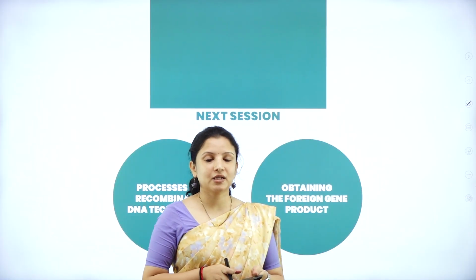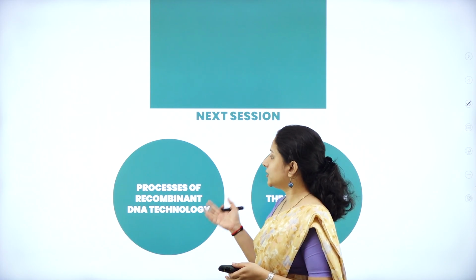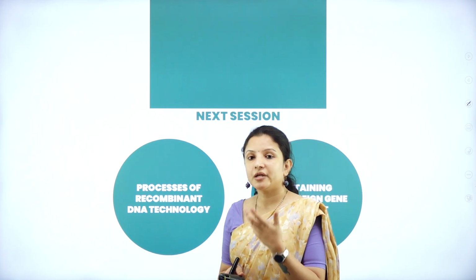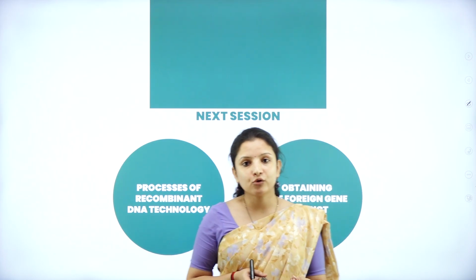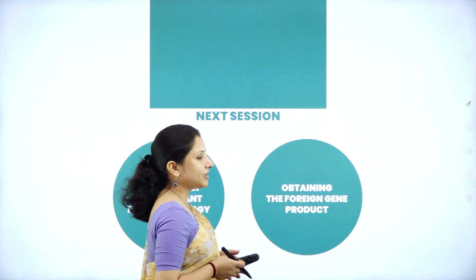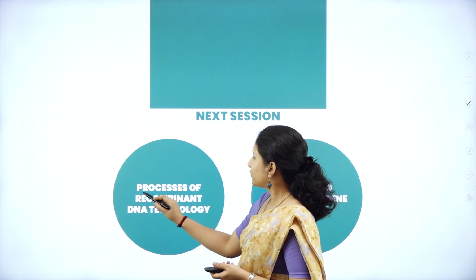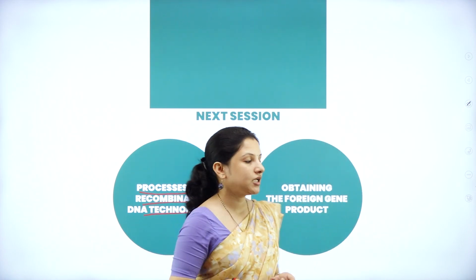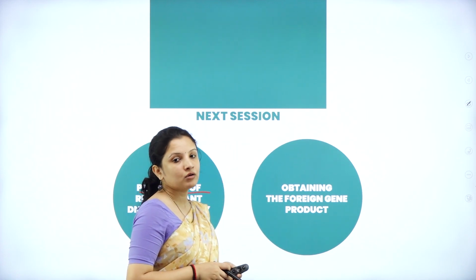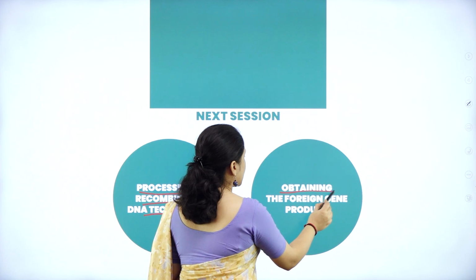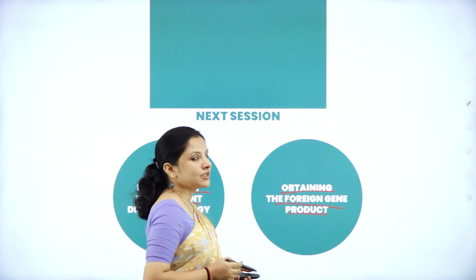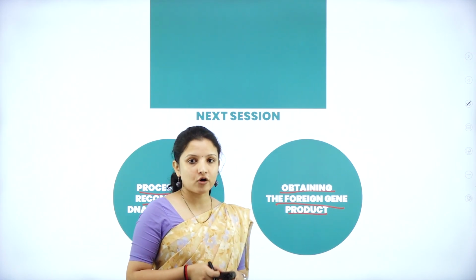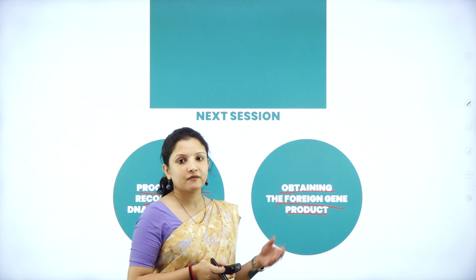So this was about this particular session wherein we studied exactly how the cloning vectors are used and how the cloning vectors can be introduced into the host cell. I hope you understood this session well. In the coming session, let us discuss the process of recombinant DNA technology. We'll continue with the process of recombinant DNA technology, and also we'll find out at the end how we can obtain the foreign gene product, because the main aim of biotechnology is to obtain a foreign gene product, right? So how it is obtained we shall look into.